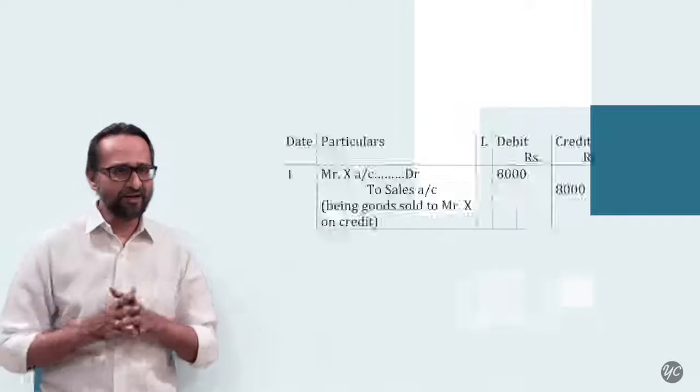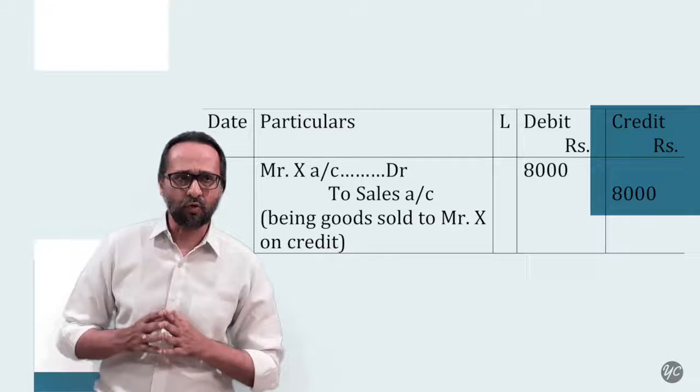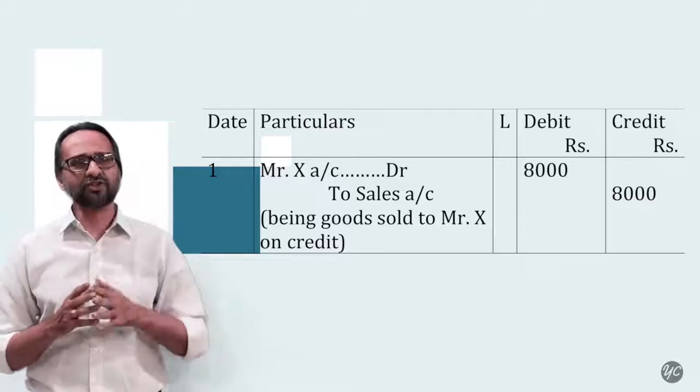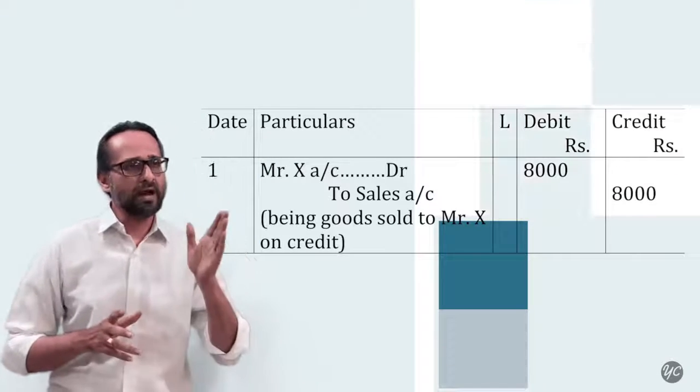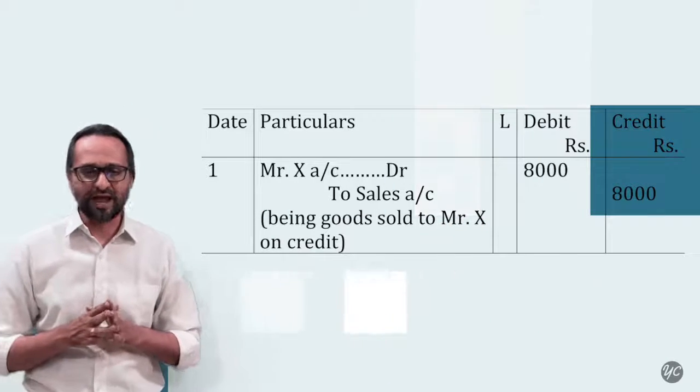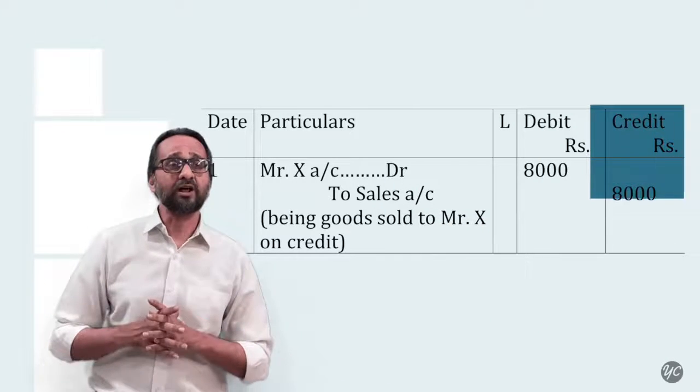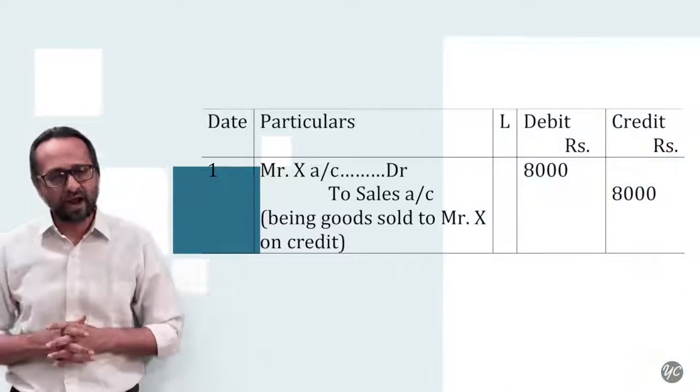So what is the entry? The final entry is: Mr. X account debited to sales account rupees 8,000, and being goods sold to Mr. X rupees 8,000. This is the entry for this credit sales transaction.